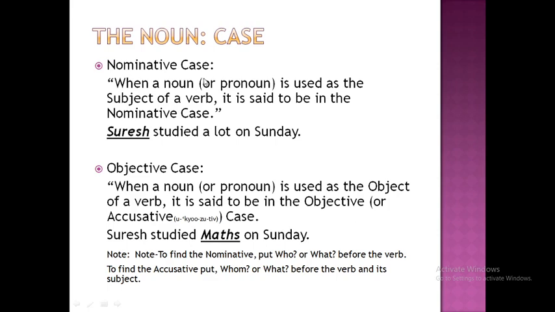Nominative case, the thing which I said: when a noun is used as a subject of a verb or as a subject of a sentence, it is said to be in nominative case. As in, Suresh studied a lot on Sunday. Next one is objective case. When a noun or a pronoun is used as the object of a verb or object of a sentence, it is said to be in objective case or accusative case.